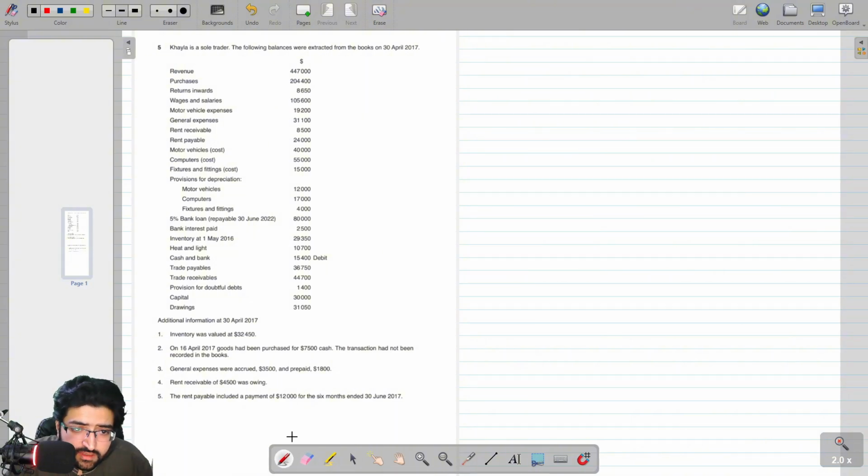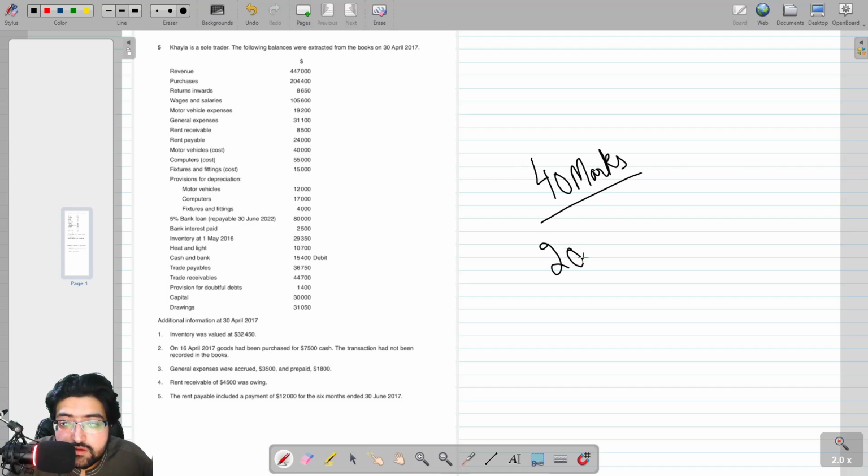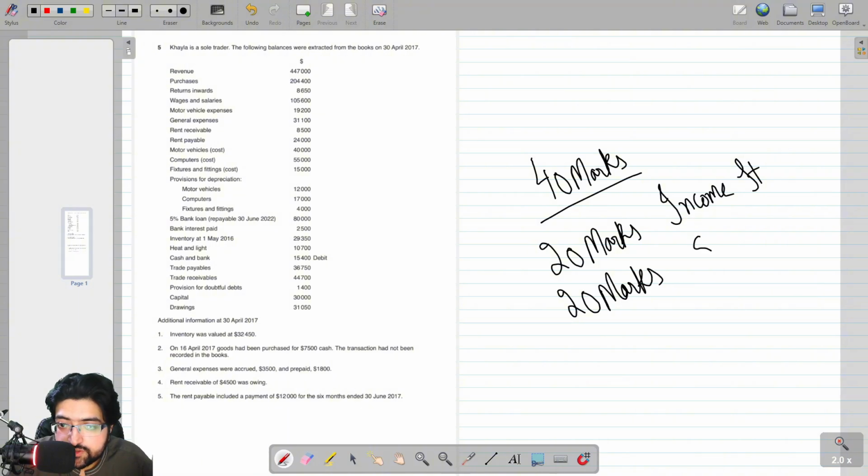This question was of 40 marks. 20 marks are for income statement and 20 marks are for statement of financial position, SOFP in short. Okay, this is a 40 mark question.